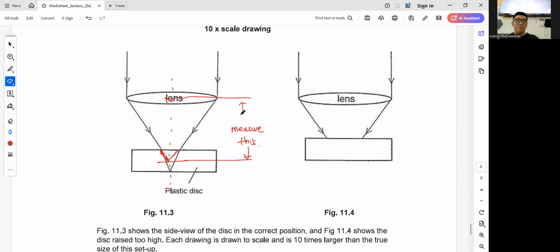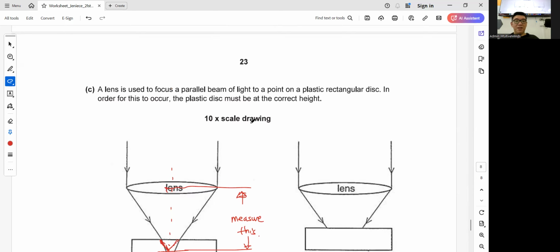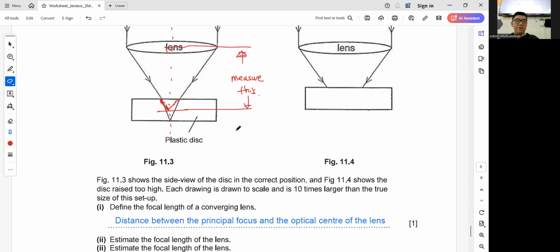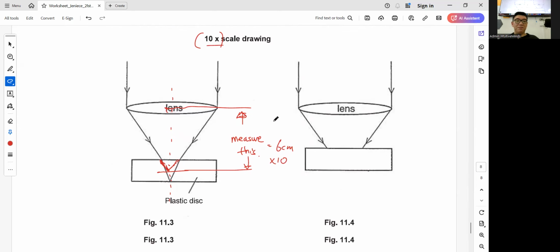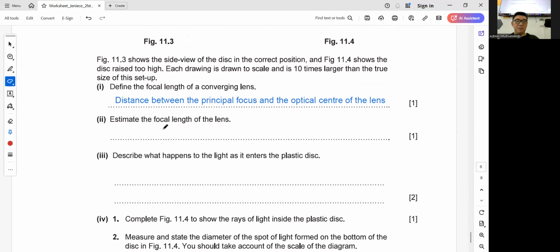So this depends on how you print the paper out. If you print half of A4, then the answer will be smaller. This is a 10x scale drawing. So whatever answer that you get here, for example, maybe you got 6 cm, you go times 10 because it's a 10x scale. So I'm going to just roughly put this as the answer.